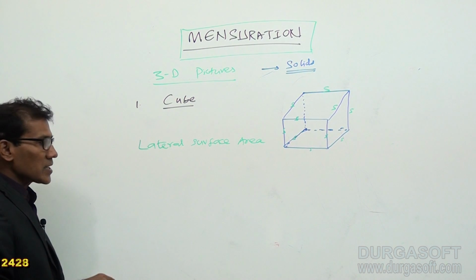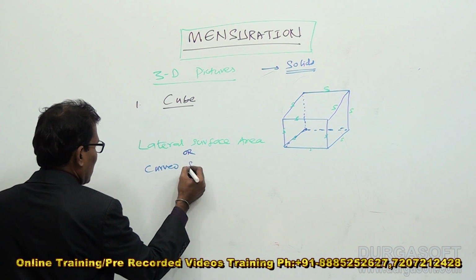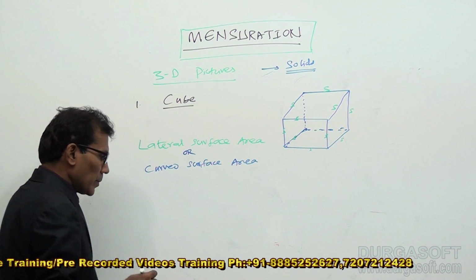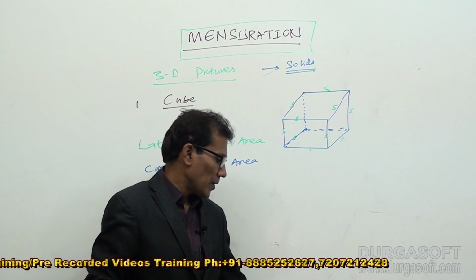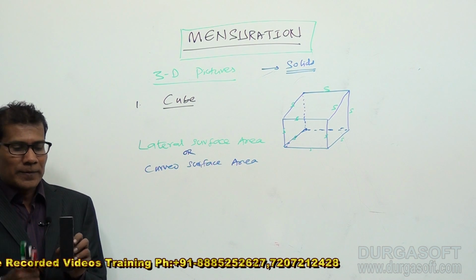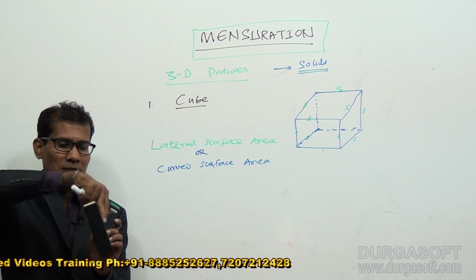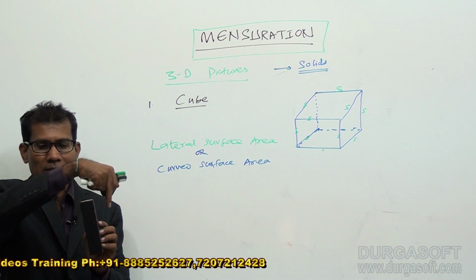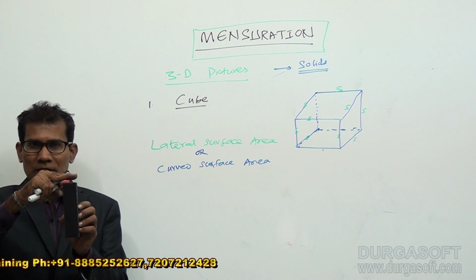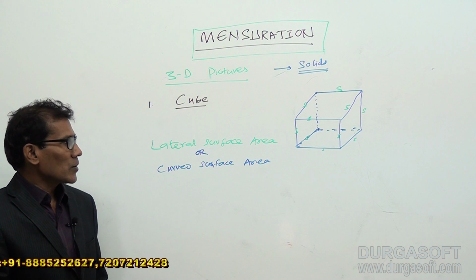This is also called the curved surface area. What is meant by lateral surface area or curved surface area? For any solid, for example this solid, the lateral surface area is the area covered going around, excluding the top and bottom: this face, the backside face and the side faces. This total surface area is called the lateral surface area. Even for a cube, when you hold it like this, excluding the top and bottom, the area around is called the lateral surface area.